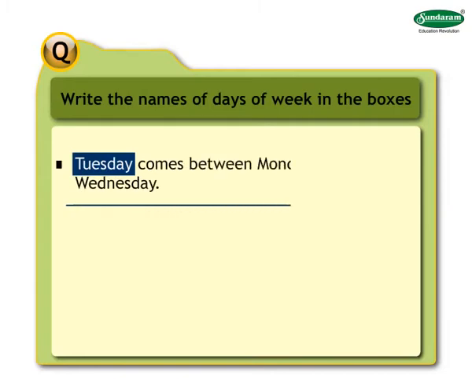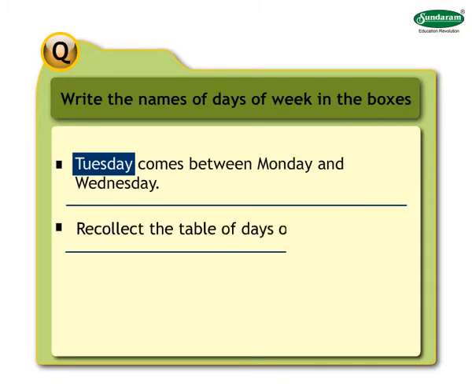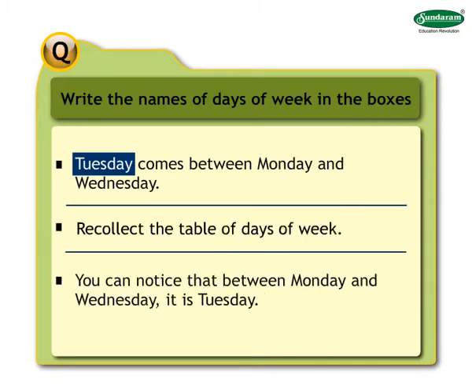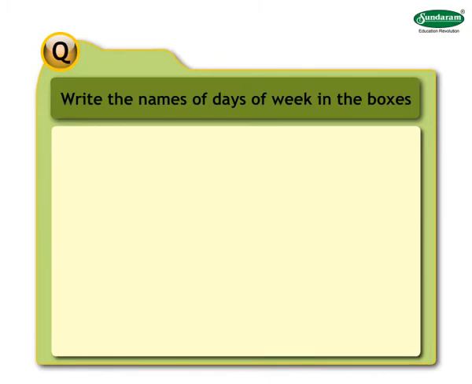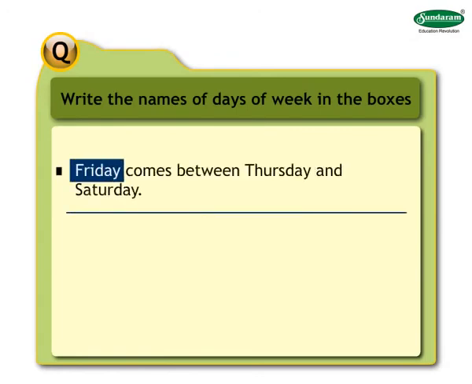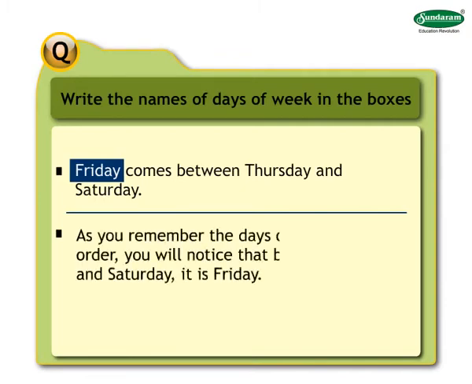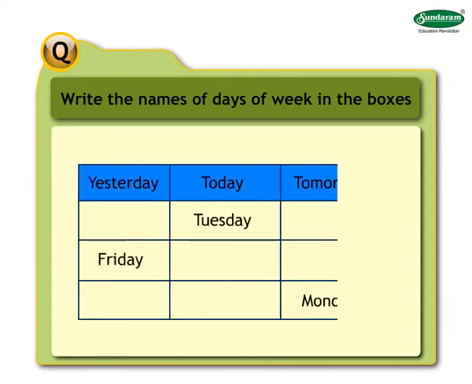Tuesday comes between Monday and Wednesday. Recollect the table of days of week. You can notice that between Monday and Wednesday, it is Tuesday. Friday comes between Thursday and Saturday. As you remember the days of week in serial order, you will notice that between Thursday and Saturday, it is Friday. Now, complete the table shown on screen.